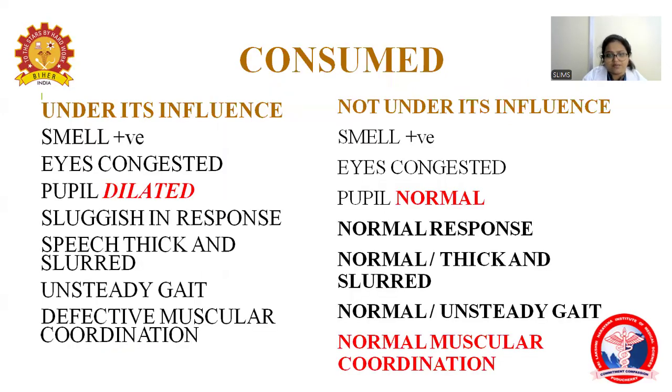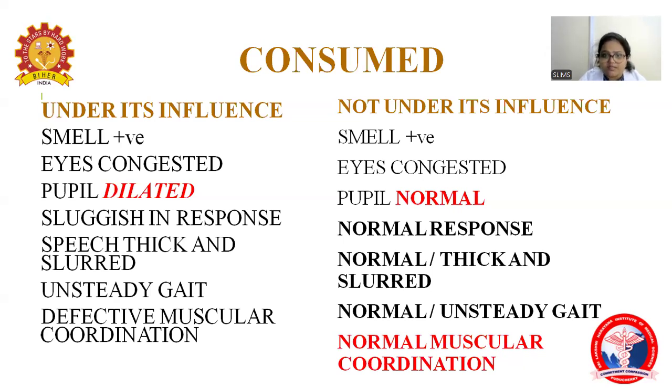So these are some differences between the person who has consumed alcohol and is under its influence, or not under its influence. To say a person has consumed and is under the influence of alcohol, the main things are: the breath smell of alcohol will be present, the eyes will be congested, the pupils will be dilated, the pupillary reflexes and the deep tendon reflexes are sluggish in response, speech is thick and slurred, the gait is very unsteady, and defective muscular coordination is present.